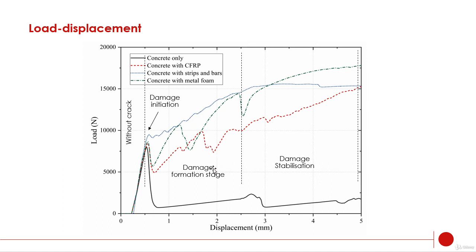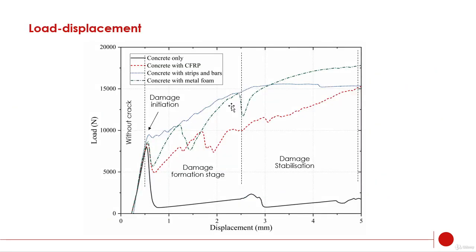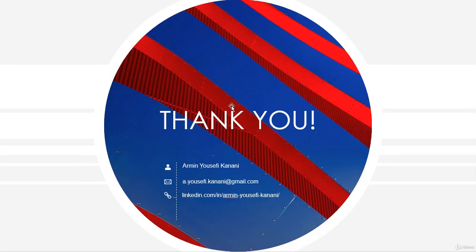We call this area the damage formation stage, and we call this area the damage stabilization step. So this is what you can expect. We're going to analyze the stress distribution, damage plot, and also load displacement. Now you can start this section by starting the first video. I hope you enjoy this section.